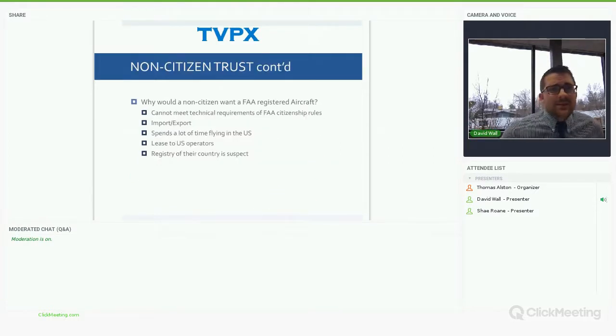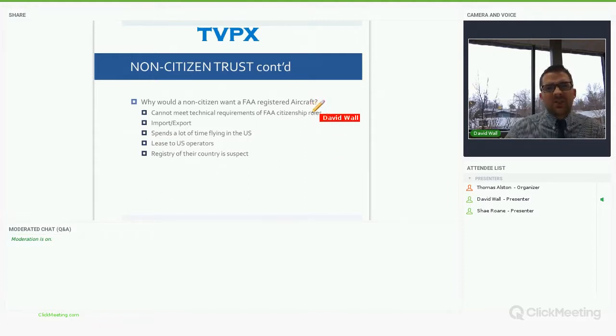So the next slide is, the next big question, and many of you may understand this and know why: why would a non-citizen, why would a foreign citizen want to register an aircraft with the FAA? The main point is that the U.S. is the largest aviation market in the world by a large degree, and so you have a lot of transactions taking place here in the U.S., a lot of what we call cross-border transactions.